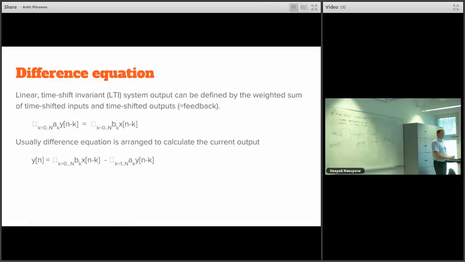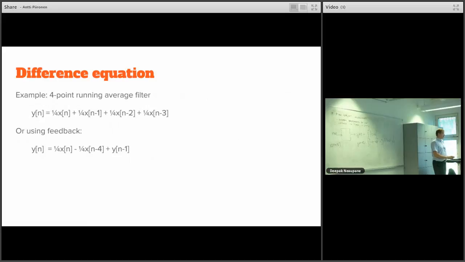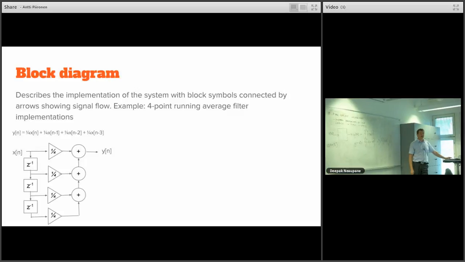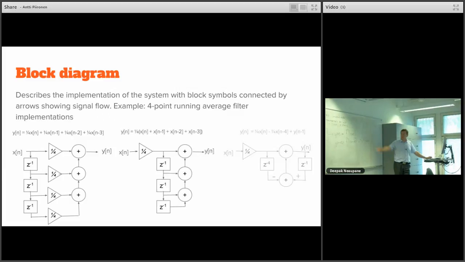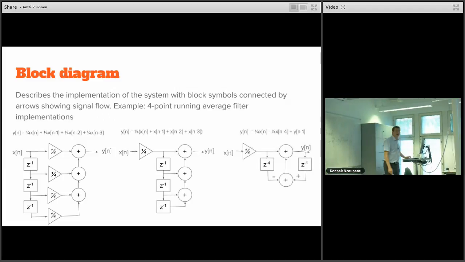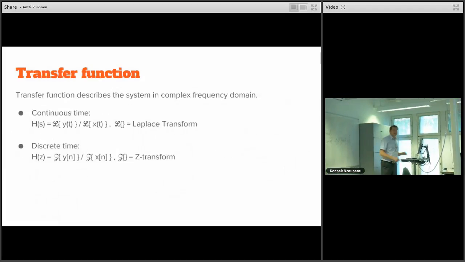Yep, some same things on the difference equations. We have an example of a 4-point average filter. Okay, maybe we'll take a closer look at that one. Block diagrams, so basically the same thing I already had there. Okay.